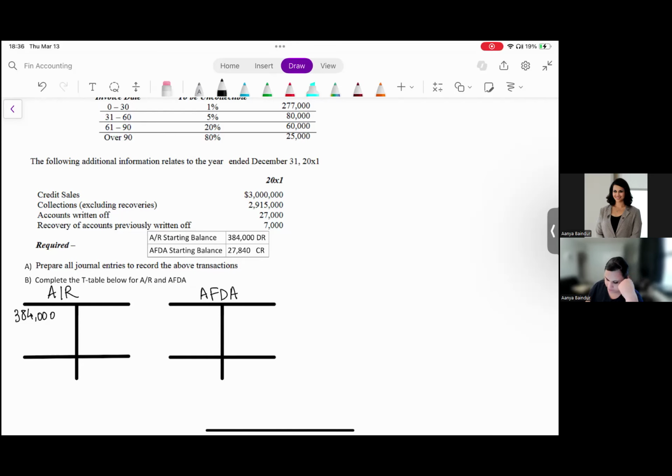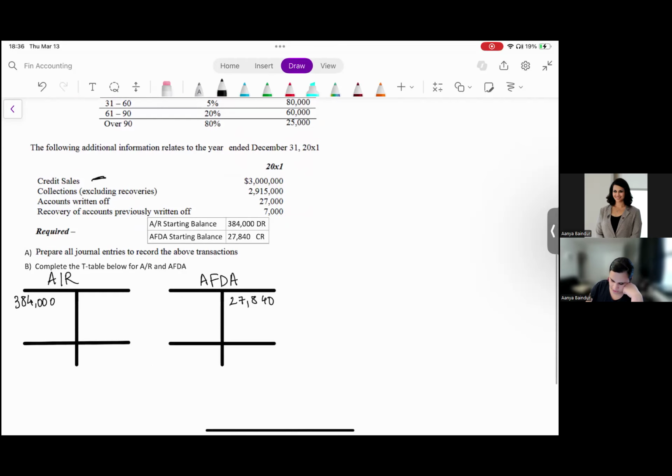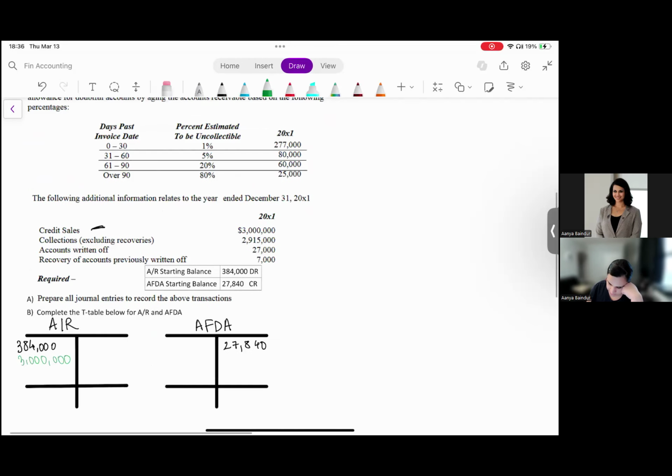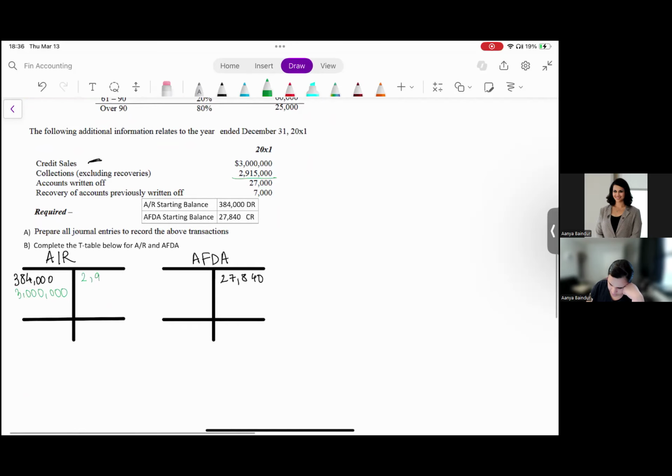So next we have allowance for doubtful accounts. We have a 27,840 credit balance for that. So let's go ahead and add that value in here. Now these two are our starting values. Next, we are told that credit sales, which is the one here, was worth $3 million. So let's go ahead and put credit sales in here with 3 million. Out of these 3 million, we ended up collecting 2,915,000.